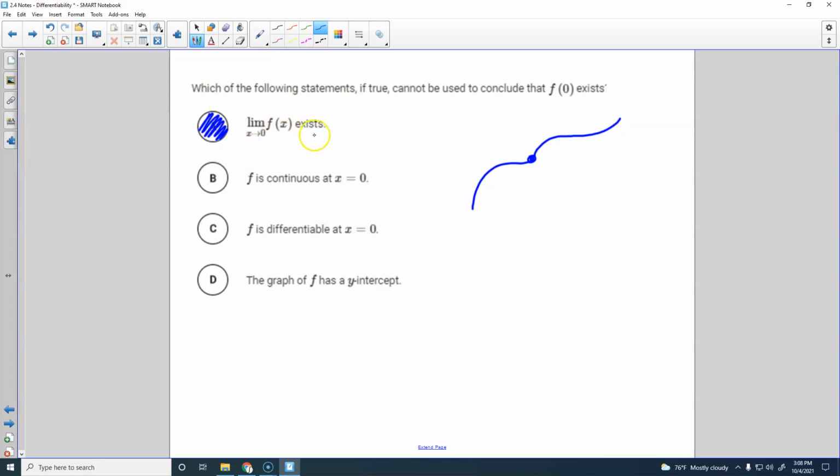So for the limit, you can have an open circle here, which would mean that point does not exist. And this says it cannot be used to conclude that it does exist. So we could know the limit exists, but it doesn't necessarily mean that f of 0 exists, because it's that one little point. Right. It doesn't really matter. Right. Okay.